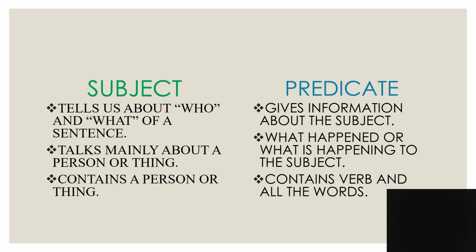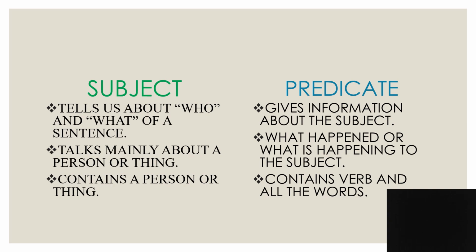So first, let us understand what is a subject and also what is a predicate. Subject tells us about who and what of a sentence, who did it and what is happening. All such things are talked about in the subject. It talks mainly about a person or thing, and subject will always contain a person or thing. Coming to the predicate part, predicate gives information about the subject.